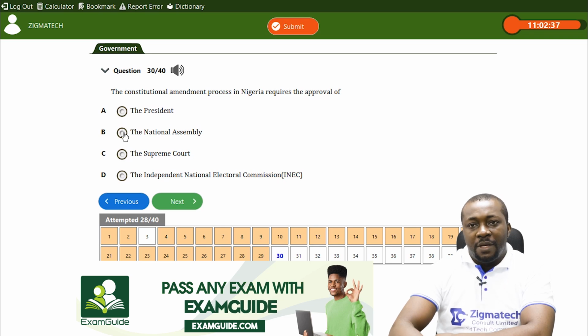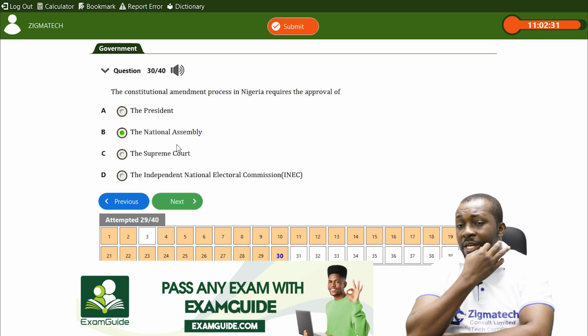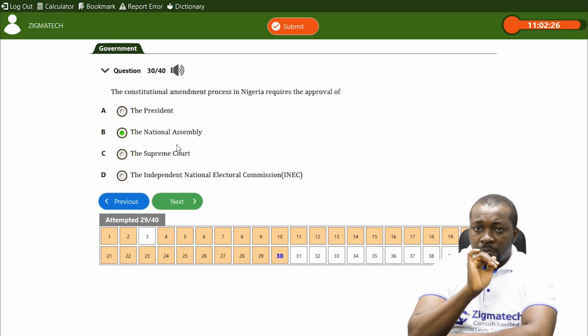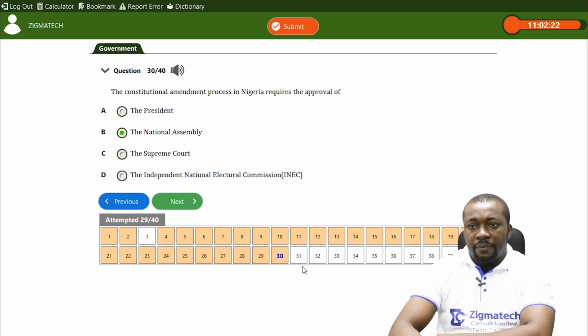Rather, it's the National Assembly, which is the legislature. The legislature, the National Assembly, the Senate, and the House of Representatives, being the National Legislature, Nigerian Legislature, is saddled with the responsibility of constitutional amendment. So, B is the answer.